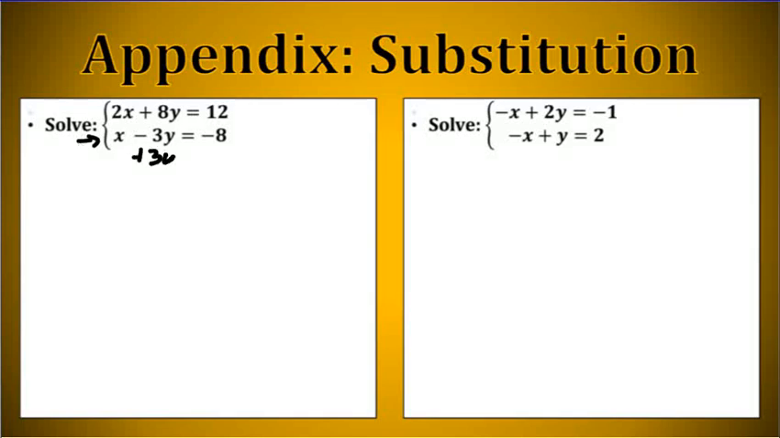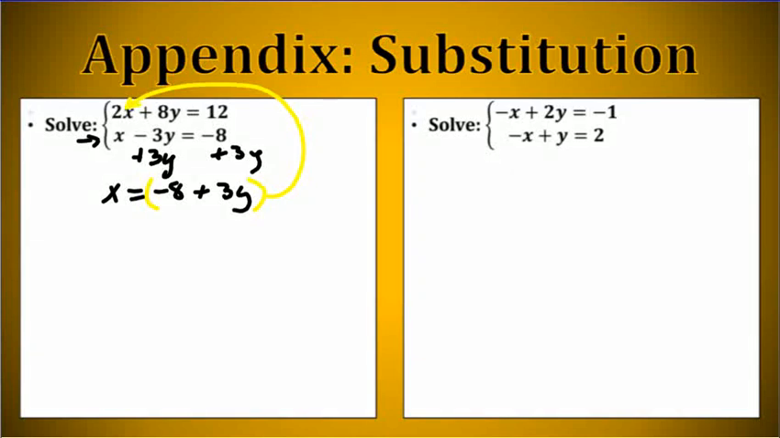So I would add 3y to both sides. So x would equal -8 plus 3y. Since this is what x equals, I can substitute that in for this x right here because I wanted to see where those two lines cross. So now if I write this, substituting in for x, I have -8 plus 3y plus 8y has to equal 12.